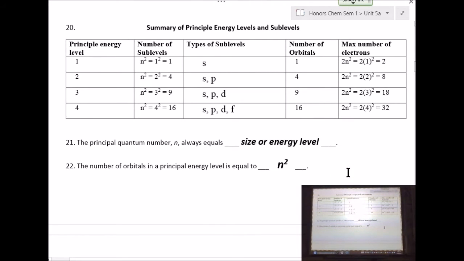The principal quantum number n represents the size or the energy level. I think somebody else had something different first hour. Anybody have a different answer to that? I can't remember what they said. But if you had size or energy level, that's good. 22, the number of orbitals in a given energy level is n squared.